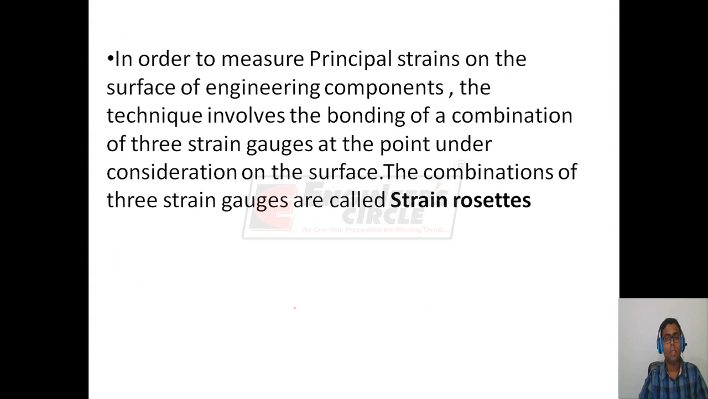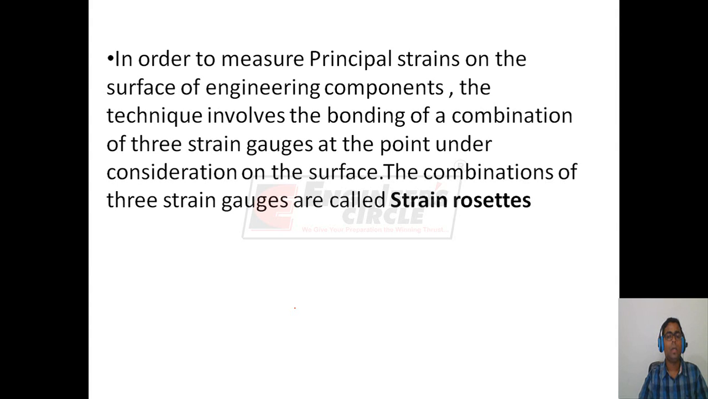In order to measure principal strains on the surface of engineering components, the technique involves the bonding of a combination of 3 strain gauges at the point under consideration on the surface. The combinations of 3 strain gauges are called strain rosettes. So, if you want to measure principal strain at a point on the surface, then you need 3 strain gauges.